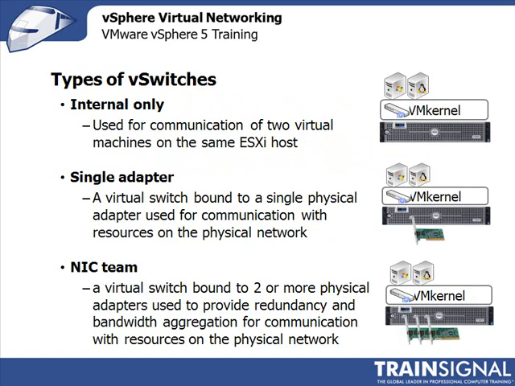Now there are three types of virtual switches that exist. There's the internal only virtual switch, which is sort of an isolated virtual switch. This virtual switch has no physical NIC bound to it, which means the virtual machines that are connected to this virtual switch have no way of communicating with the rest of the network.